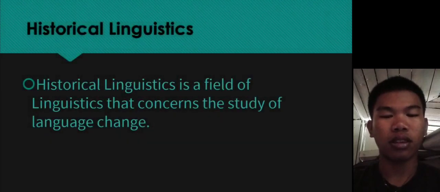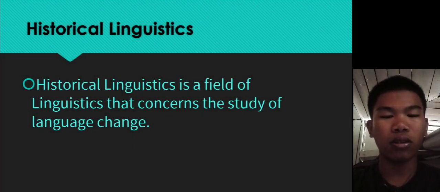Historical linguistics. Historical linguistics, also called diachronic linguistics, is a field of linguistics that concerns the study of language change. It sounds similar to history of linguistics, and therefore the two areas are sometimes wrongly conflated. In fact, they are different subjects.